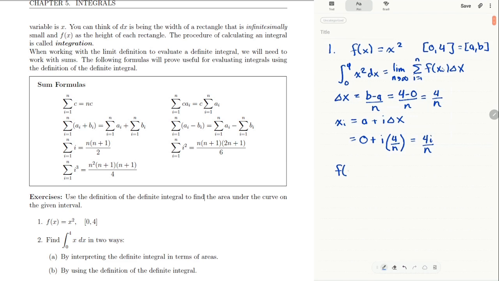And the last thing we need is f of xi. So we want to find f of 4i divided by n. So we substitute this into our function. So we have (4i over n) squared, which is 16i squared divided by n squared.